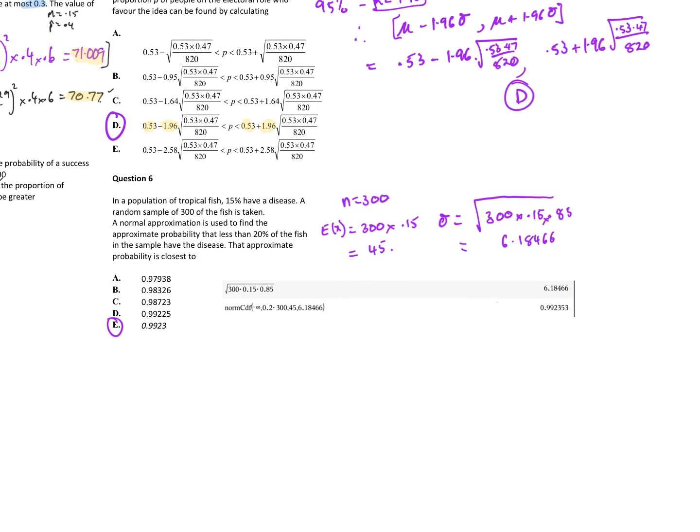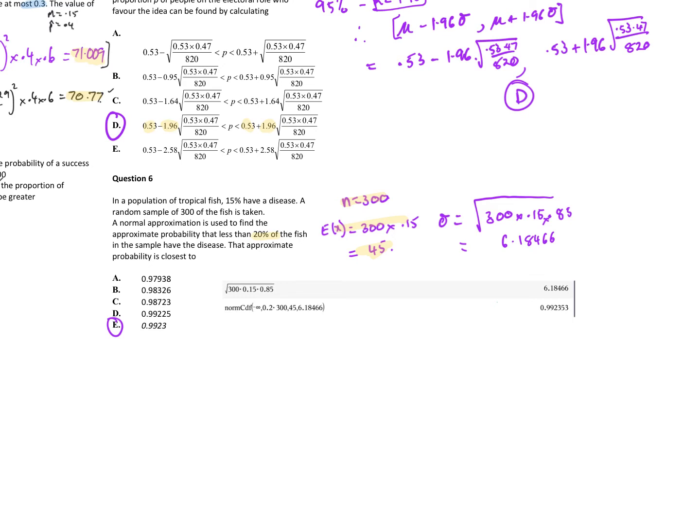Finally, a population of tropical fish, 15% have a disease, random sample of 300. So I've got n equal to 300. The expected value of fish in my sample to have the disease, I expect 45. Find the approximate probability that less than 20% of the fish in the sample have the disease.